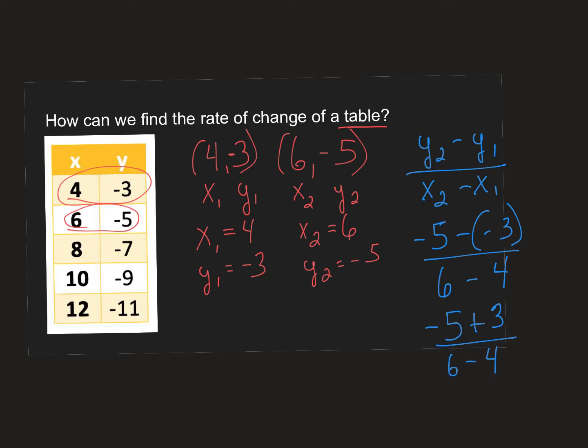Well, -5 plus 3 is -2. Because remember, when we have different signs, we subtract the numbers and keep the sign of the number with the greatest absolute value. So I have -2 divided by 6 minus 4 gives me 2. Well, negative 2 over 2 can be simplified. So here my slope is negative 1 is my final answer. Let's try another one.